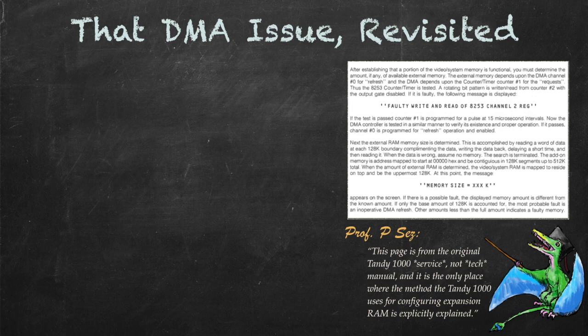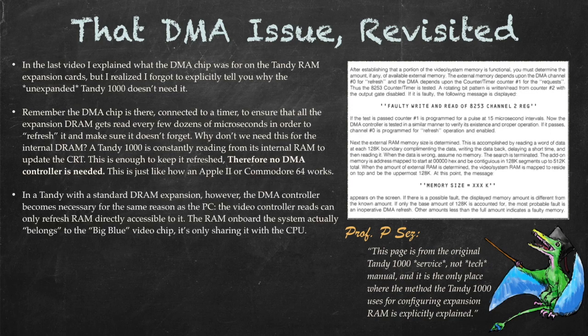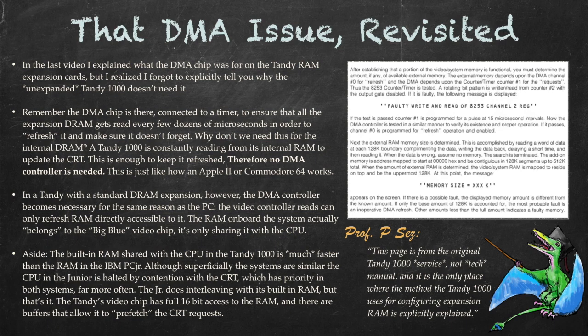Okay, we're back. So this slide that I have here on the screen, this is just a quickie because it came up in a question. I did actually try to clarify it with a comment, but I'm just going to run through this real quick. The thing that I didn't really clearly explain in my DMA spiel in the last video was, well, if you need DMA to refresh the expansion memory, why don't you need it for the base memory? And the short version of it is that because the video system inside the Tandy 1000, or the IBM PC Jr, is constantly reading from memory, that refreshes it. It's really that simple.